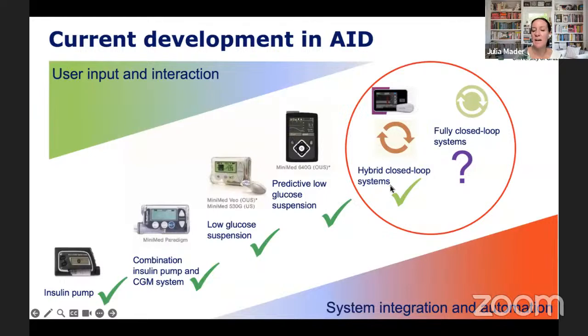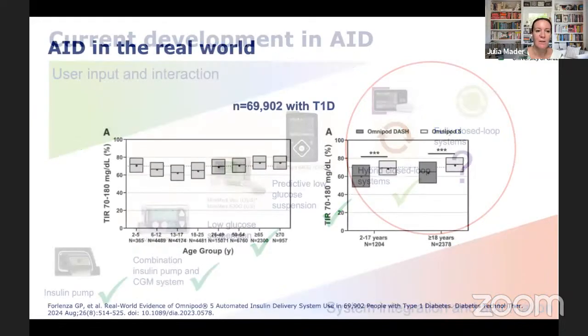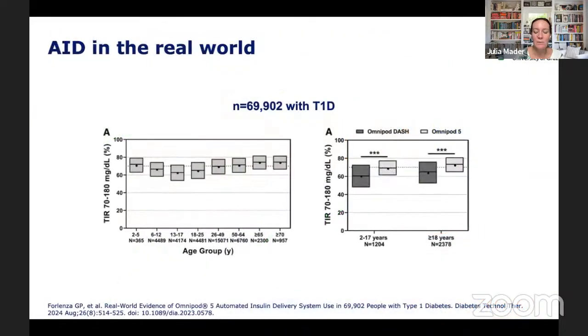Currently we have hybrid closed loop systems where, for most systems, a meal bolus might still be beneficial. But of course, we are also looking into options of fully automated closed loop systems where not even meal boluses are required. As we all know, bolus timing and bolus dosing are still a hassle for many people. So in the real world, what have we seen? Not only in RCTs but also in the real world, automated insulin delivery is investigated, and that's a study of 70,000 people in the US who were treated with an Omnipod 5 system, across the different age groups.